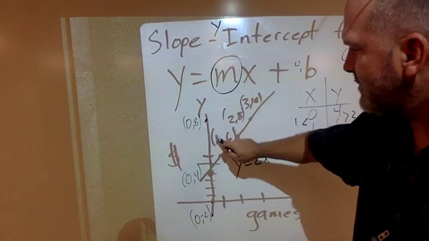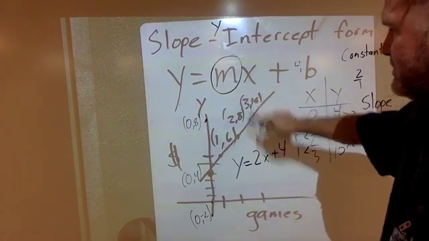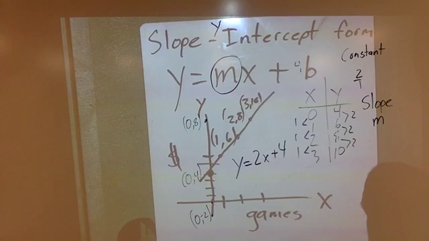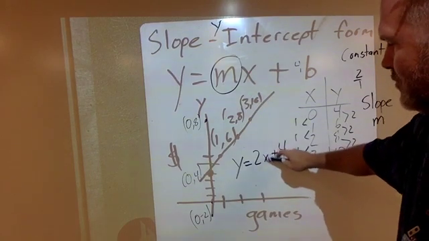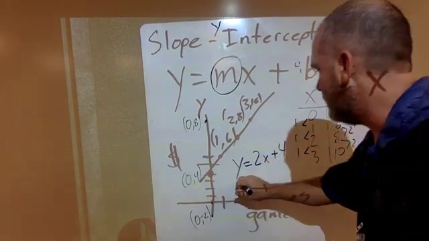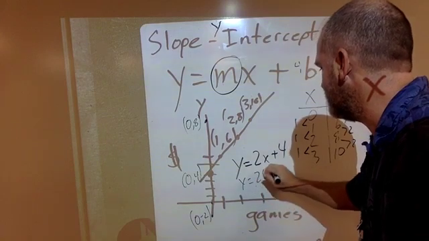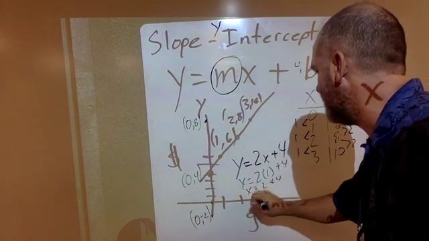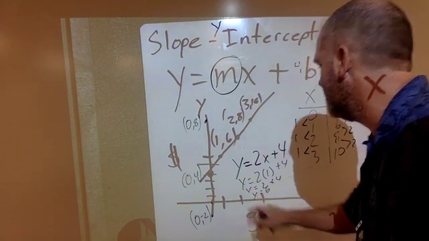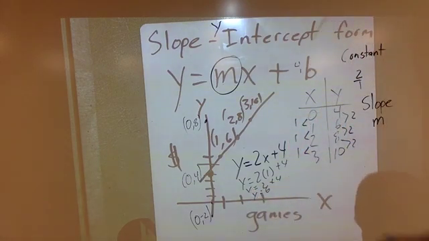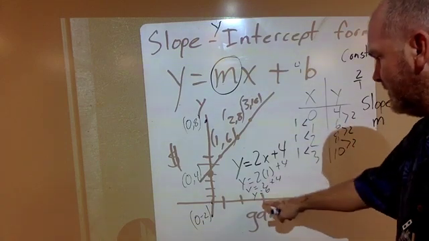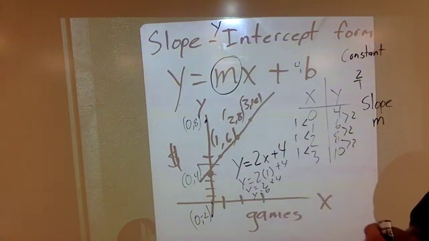If you played 1 game, you spent $6. If you played 3 games, you spent $10. You want to know how much you spent on 1 game? You plug a 1 in there. Y equals 2 times 1 plus 4. That's y equals 2 plus 4. That's y equals 6. So any one of these will tell you that if you played 1 game, you spent $6. Plug a 1 in for x, you get y equals 6.